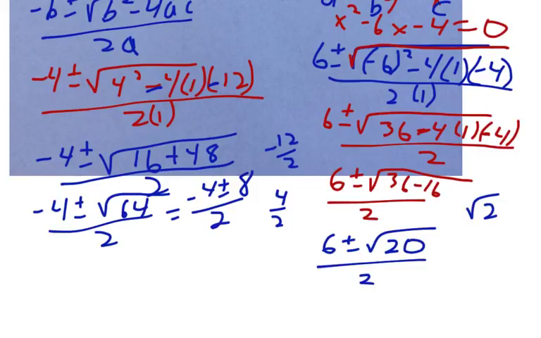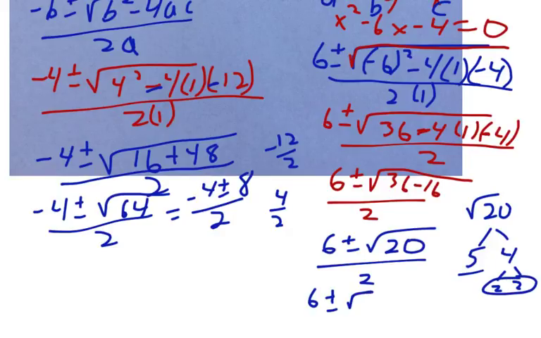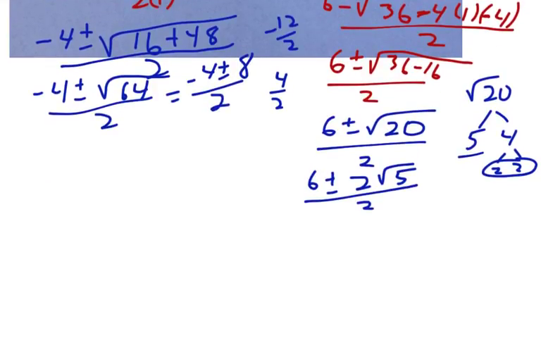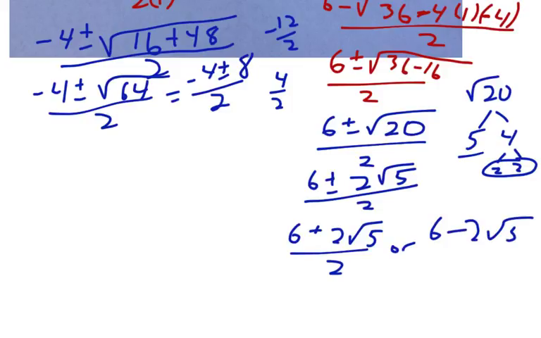And I'm going to do the square root of 20 off to the side. I'm going to factor it down, so 5 and 4 and then 2 and 2. We have a pair of 2's, so I'll underline them. So that's really 6 plus or minus the square root of, 2 on the outside, 2 broke out. So 2 square root of 5 all over 2. And next up, we can do 6 plus 2 square root of 5 over 2, or 6 minus 2 square root of 5 all over 2.